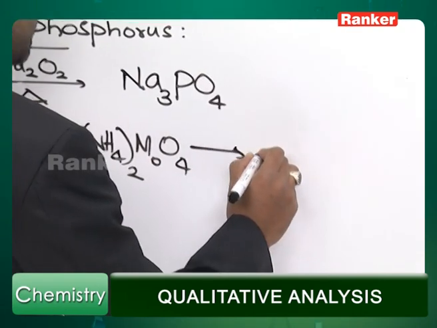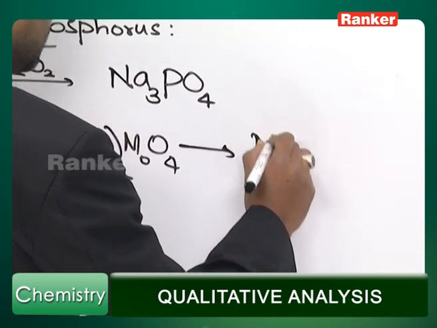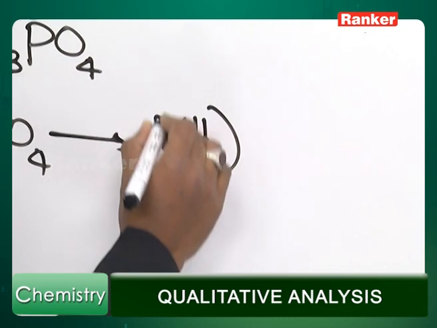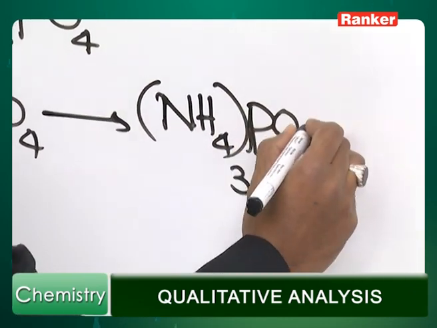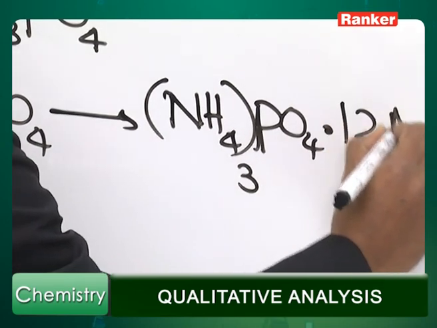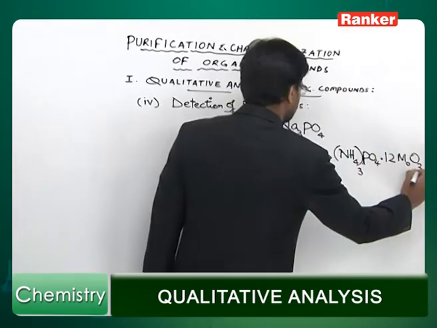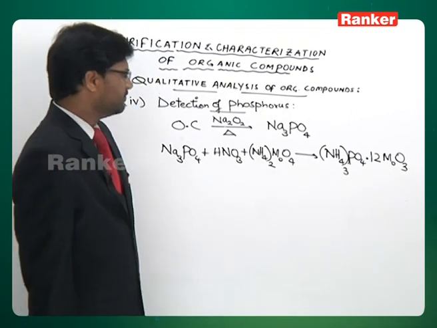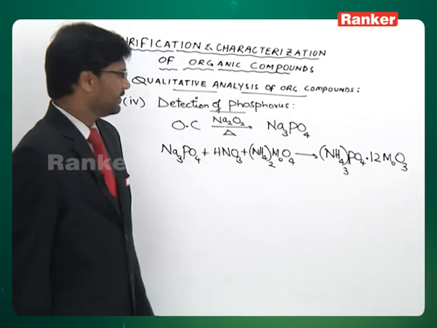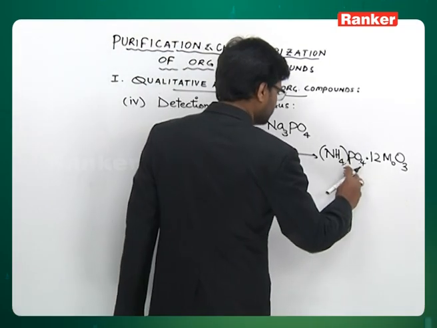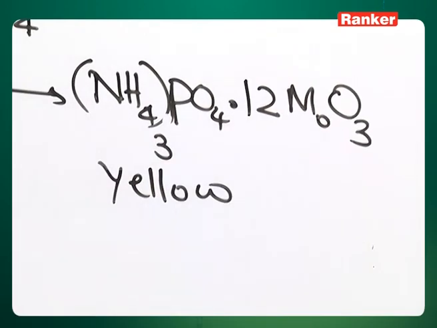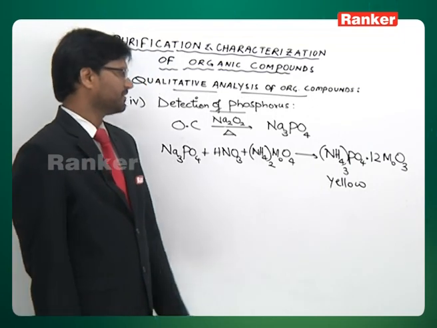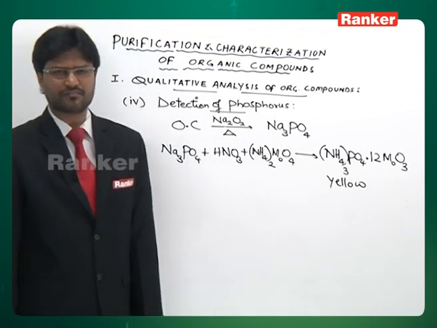You get a substance like this, (NH4)3PO4·12MoO3. This is called ammonium phosphomolybdate. It has a yellow color. Appearance of yellow coloration indicates presence of phosphorus in the organic compound.